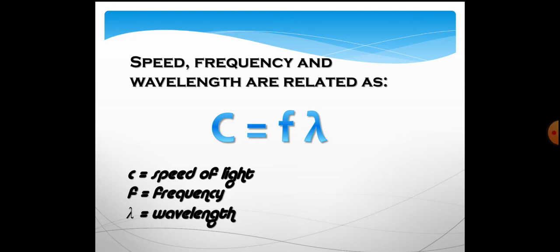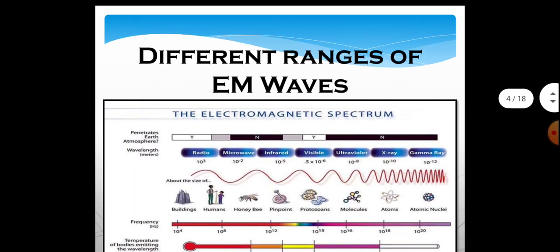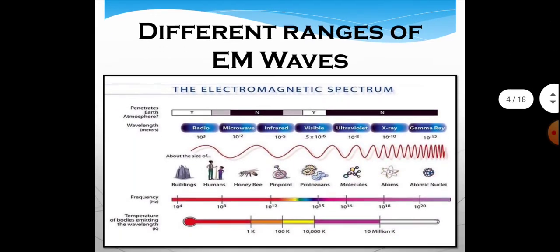The speed, frequency, and wavelength have a relation between them, that is, C is equal to F into lambda. As you can see on the screen, C is equal to F into lambda, where C is the speed of light, F is the frequency of the light, and lambda is the wavelength of the light. So if any two are given, you can find out the third one from here.